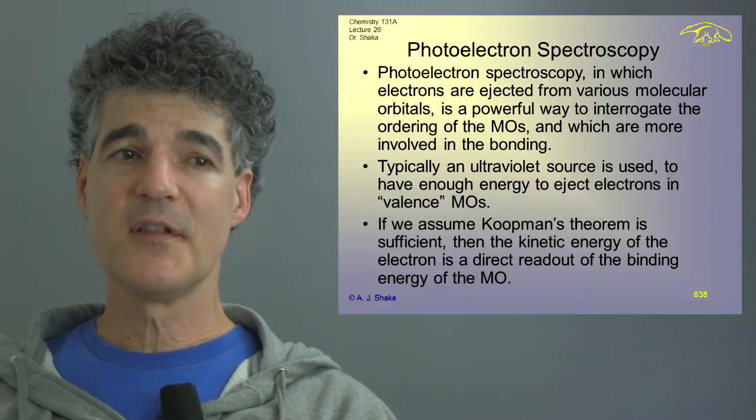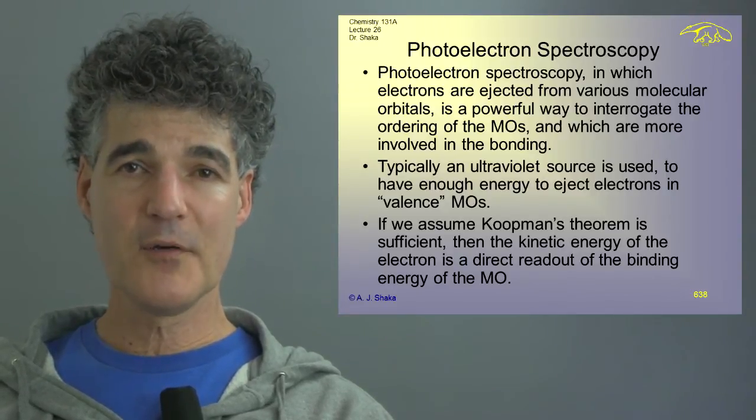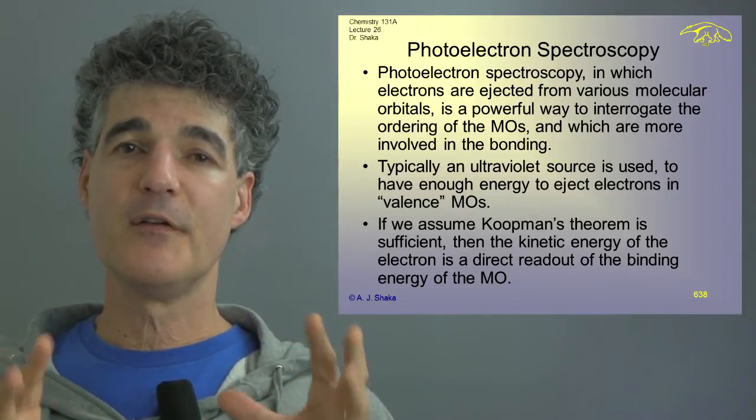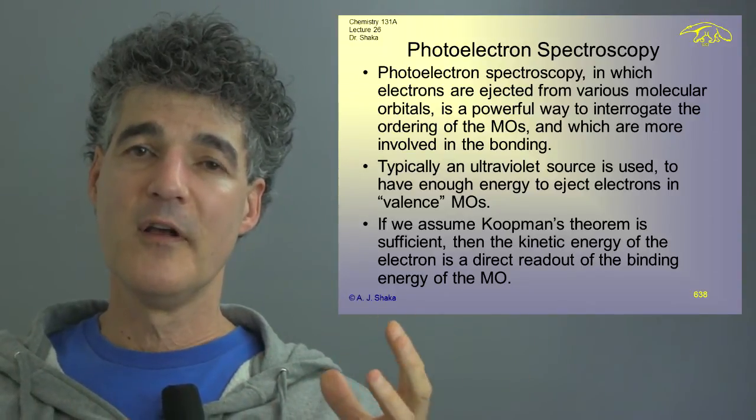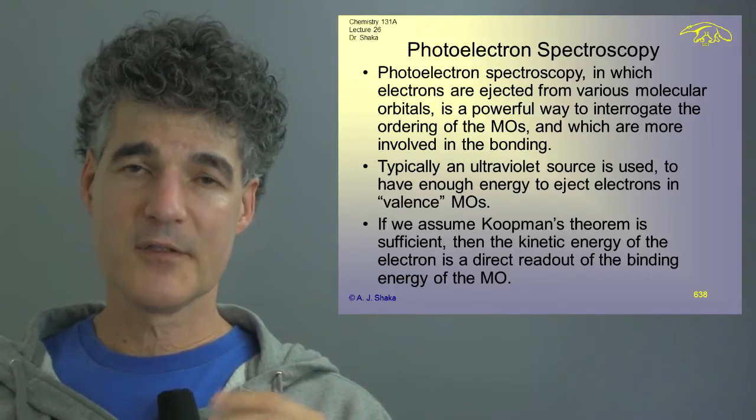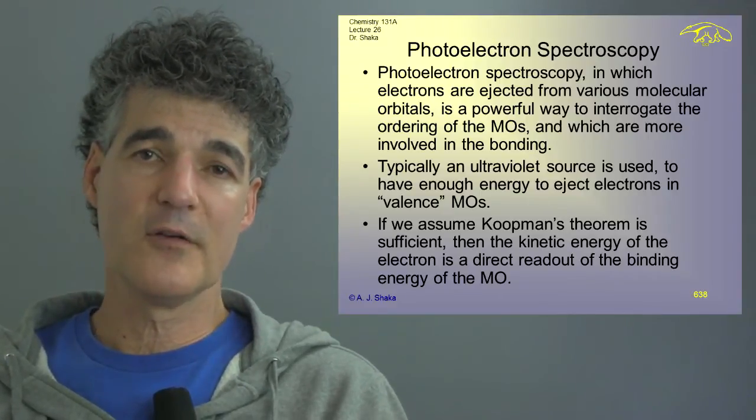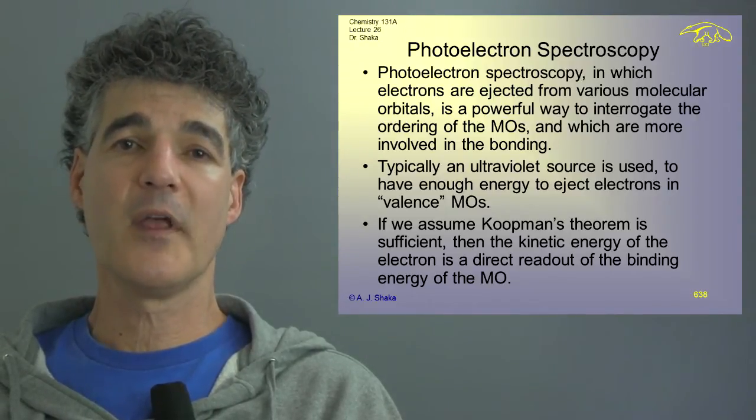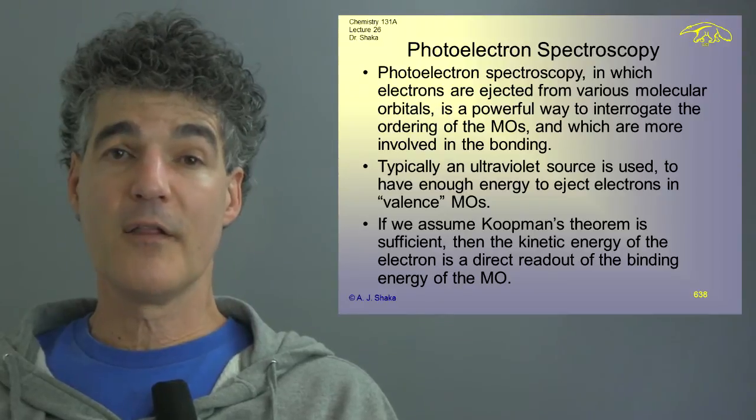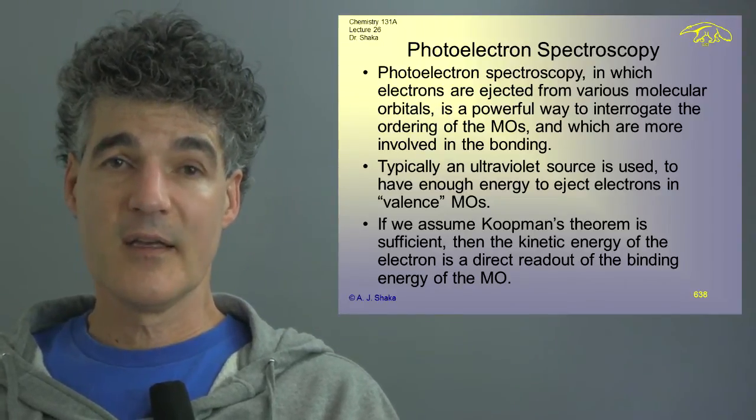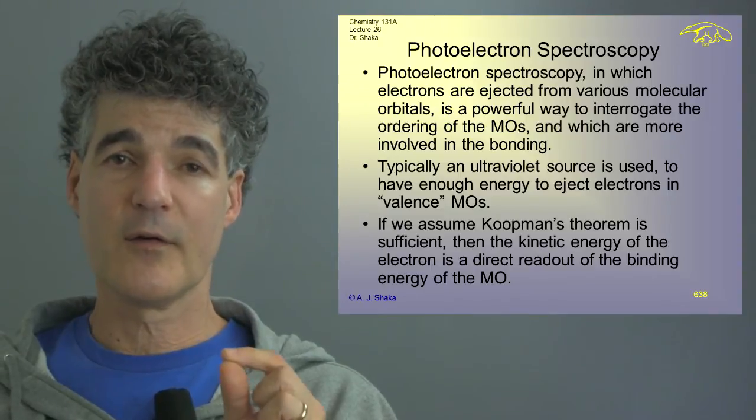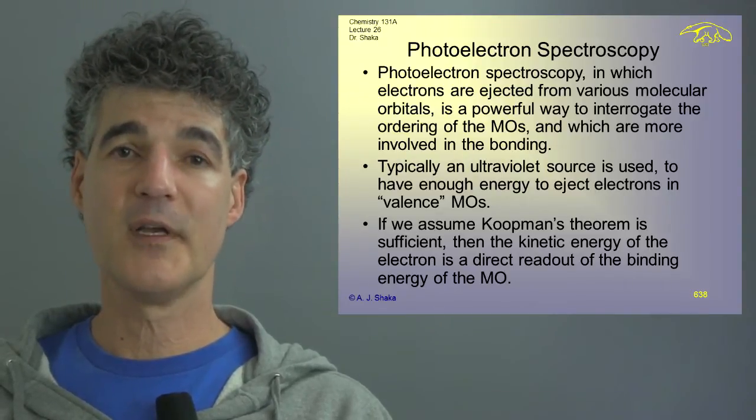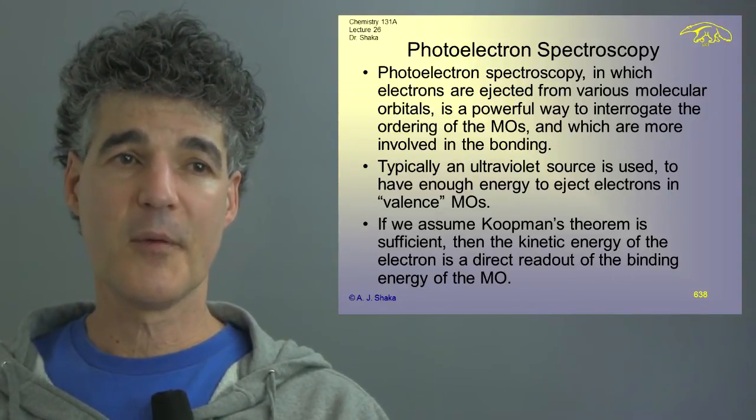If we assume Koopmans' theorem is sufficient, remember what Koopmans' theorem was. That said that we could just use the same orbitals we'd figured and use the same ones for the ion as the molecule. And of course, that can't be quite right, but it could be close enough to analyze things. If you assume Koopmans' theorem is okay, then the actual readout of the photoelectron spectrum is just telling you exactly what the energy of the molecular orbital in the molecule was initially. And that's of course very powerful because we can calculate that and compare with the experiment.